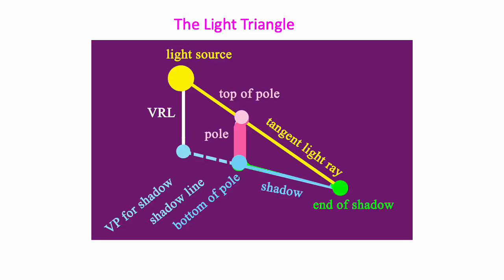The basics of shadow casting is what I call the light triangle, which I described in my last lecture. But briefly, the light source is connected to the vanishing point for the shadows by a vertical reference line. And this vanishing point must be on the casting surface. To find the shadow, you send light rays over the top of a pole and shadow lines under the bottom of the pole, and where they meet is the end of the shadow.